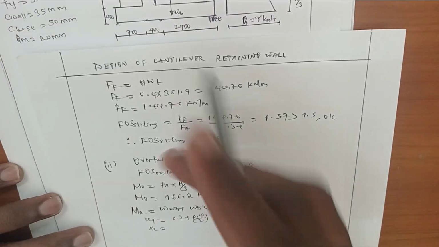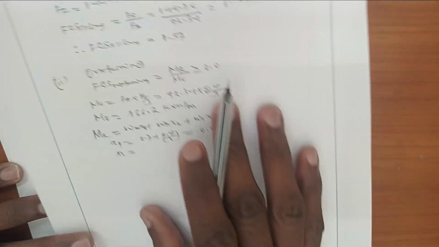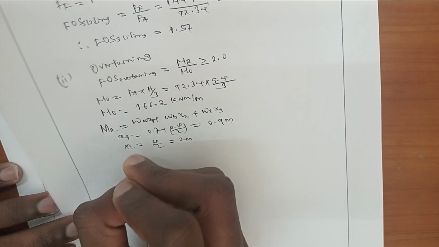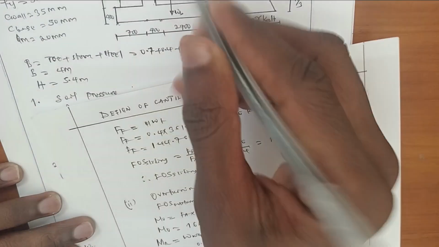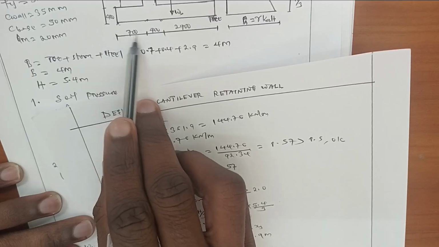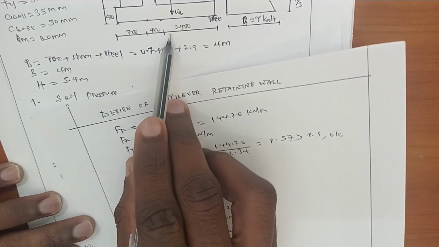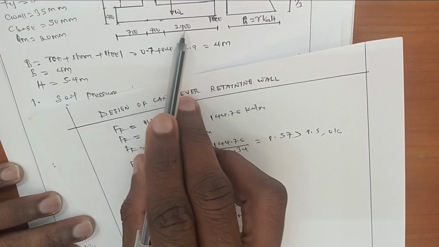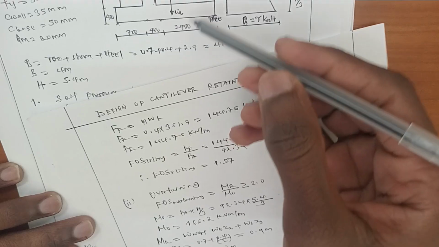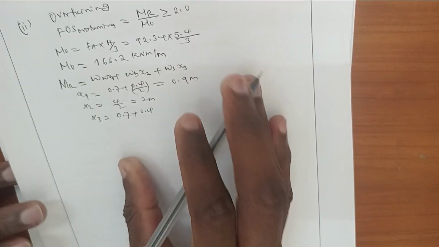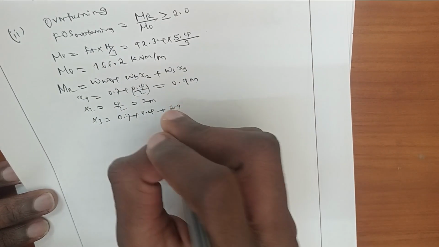So it's because it acts at the center of the base of the retaining wall. So it will be equal to 4 divided by 2, which is 2 meters. X3 is obtained by taking the weights plus 400 plus the weights of the heel shrub divided by 2, because the force acts at the center of this heel shrub. So it will be equal to 0.4 plus 0.7 plus 2.9 divided by 2.